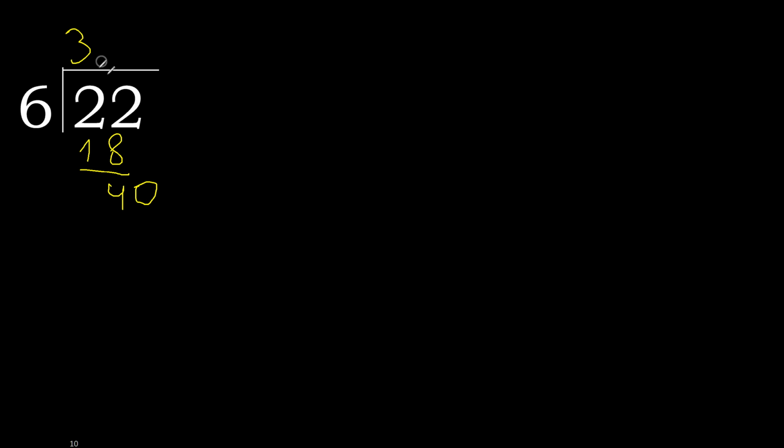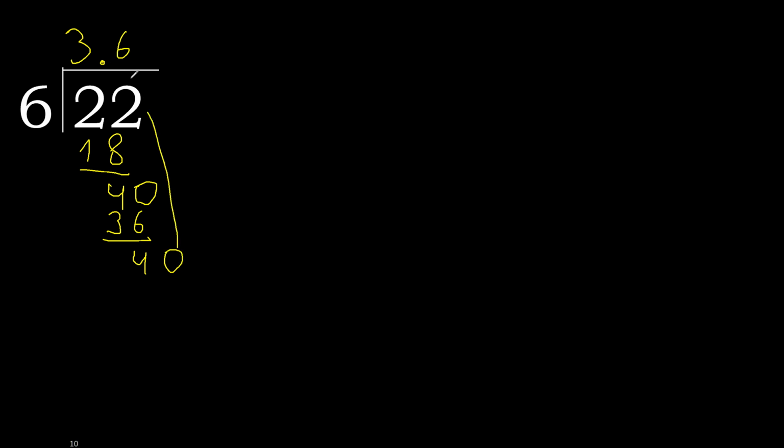Here, 0.40. 6 multiplied by 6 is 36. Okay, that is not greater. 6 multiplied by 7 is 42, which is greater. Okay, subtract, complete, always complete with 0.